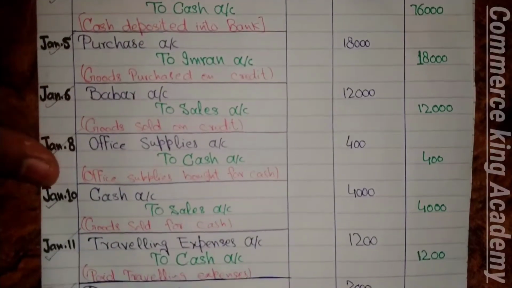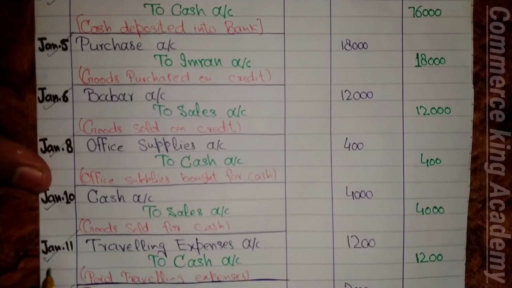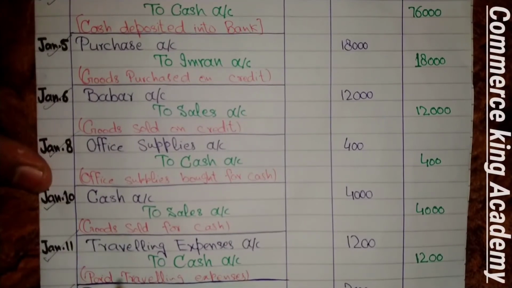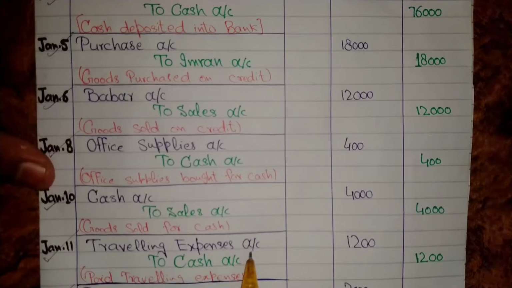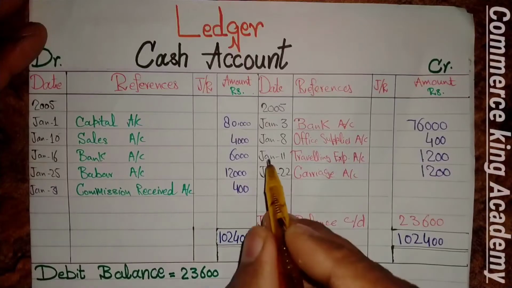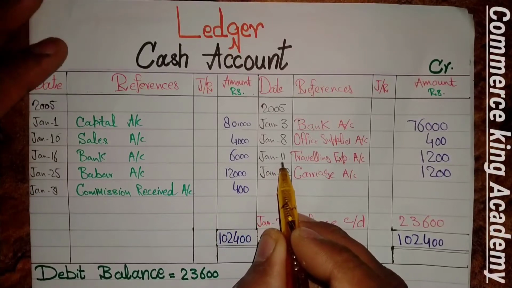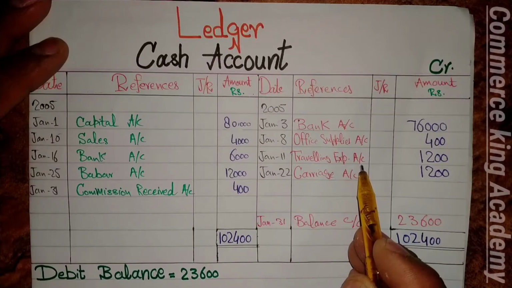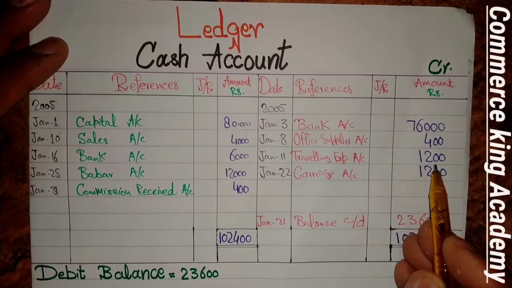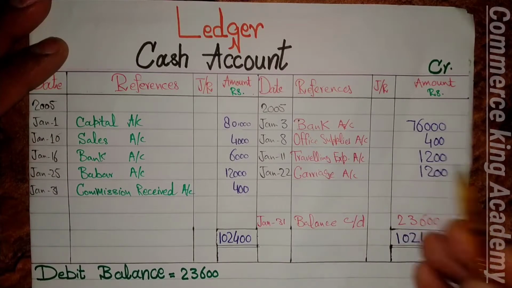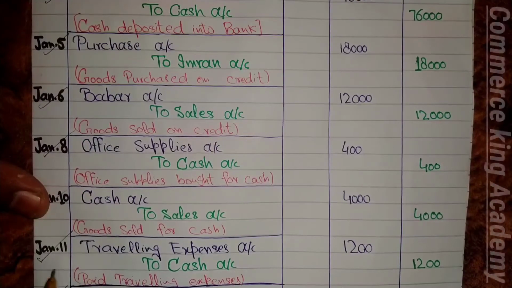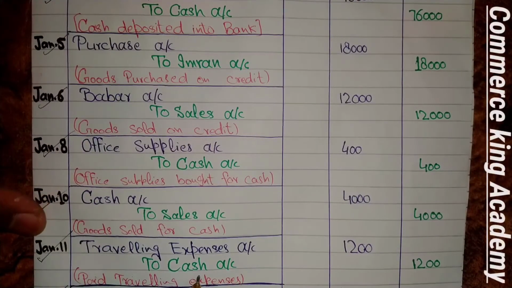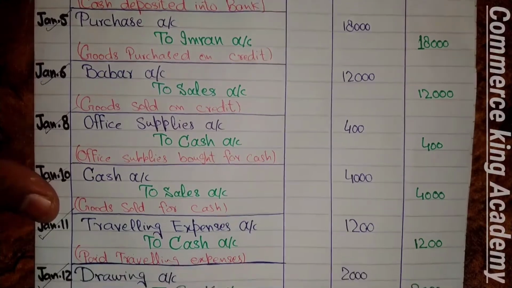We find the cash account entry on the next date, which is Jan 11th. So cash account credited by traveling expenses account. Understand? So you can see here Jan 11th, cash account credited by traveling expenses account, amounting 1200 rupees. The entry has been completed now. After completing the Jan 11th cash account entry, now we will find more cash account entries.